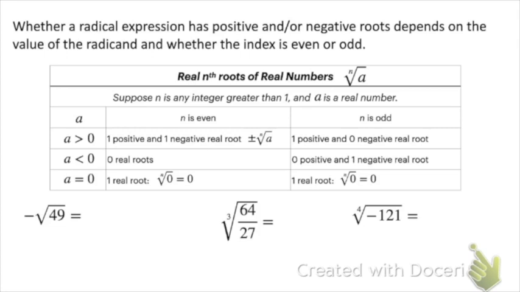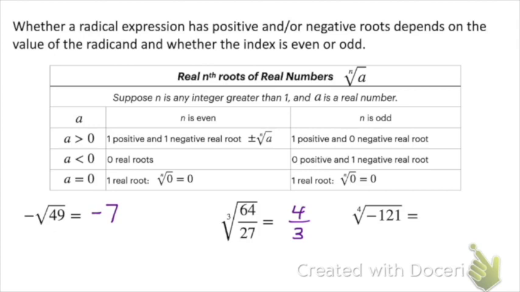For our examples below, we have the opposite of the square root of 49. Remember, if we don't have a number written there, it defaults to the second or the square root. And this would become, the root itself is 7, but we have the opposite of 7. We have the cubed root of 64 over 27. The cubed root of 64 is 4. The cubed root of 27 is 3. We have 4/3.